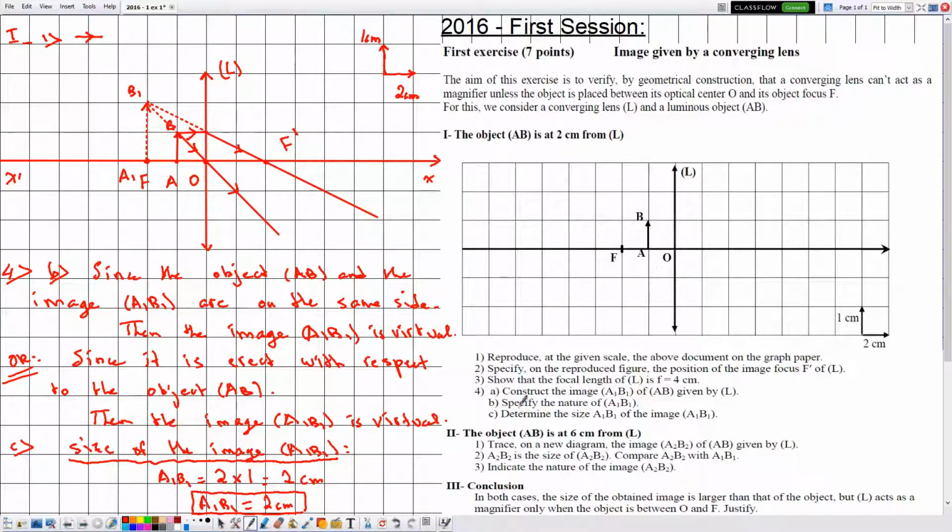So let me write here in part B that the nature is virtual and the size of the image is 2 centimeters. So this is it for part C. Now let's move to part 2 of this exercise. Now they are telling me that the object AB is at 6 cm from L. Trace on a new diagram the image A2B2 of AB given by L. So we need to trace on a new diagram, for the new position of the object, the image A2B2 of AB given by L.